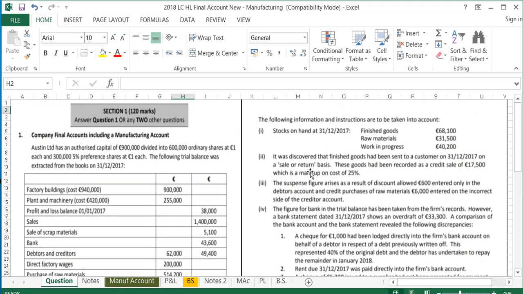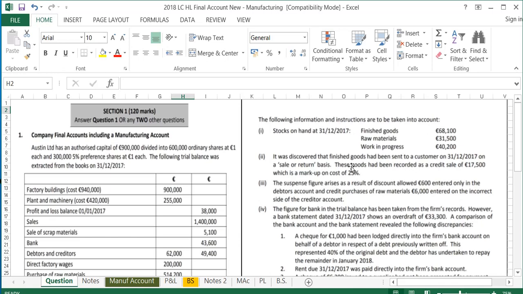Note 1 just tells us the closing stock on hand at the end of the year for finished goods, for raw materials and for work in progress. So there's no workings to do here. Note 2 is to do with sale or return. So it says the finished goods were sent to a customer at the end of the year on a sale or return basis. So the customer had the option to send these goods back if they wanted, so they shouldn't be included as a sale.